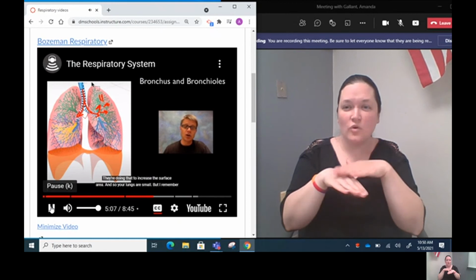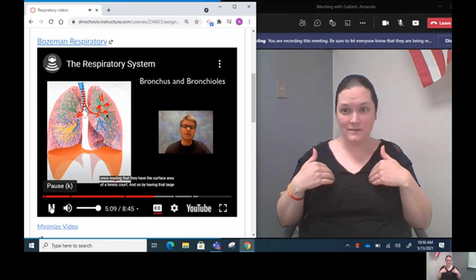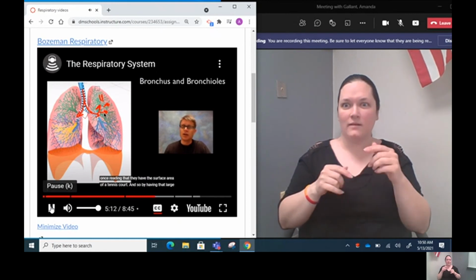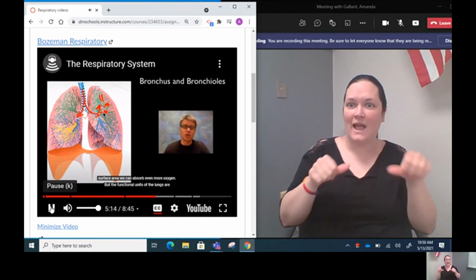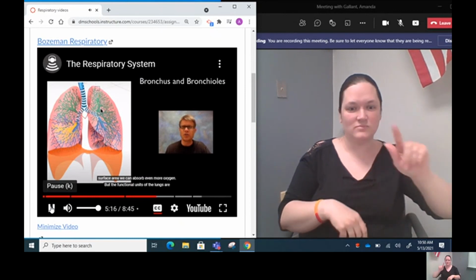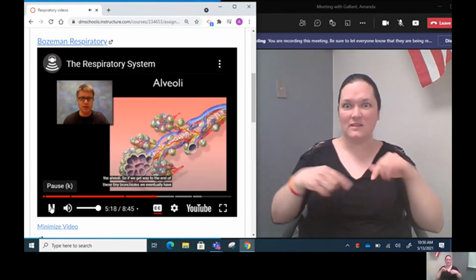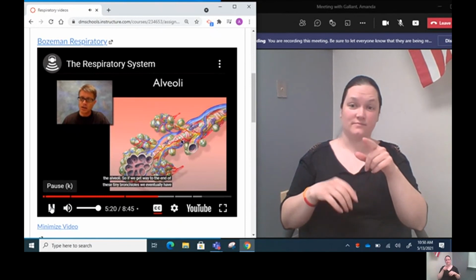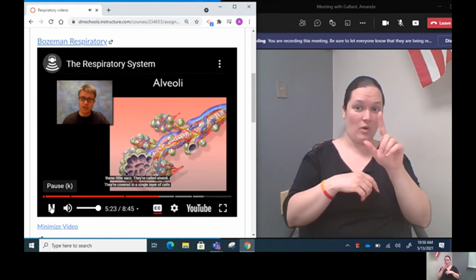And so your lungs are small, but I remember once reading that they have the surface area of a tennis court. And so by having that large surface area, we can absorb even more oxygen. But the functional units of the lungs are the alveoli. So if we get way to the end of these tiny bronchioles, we eventually have these little sacs.